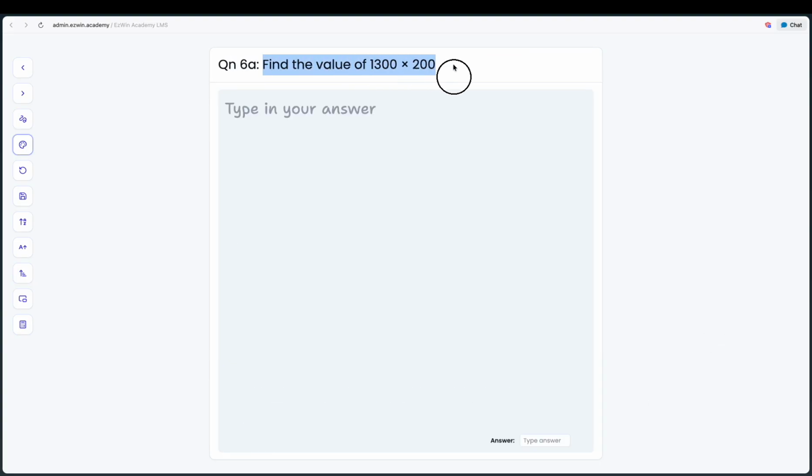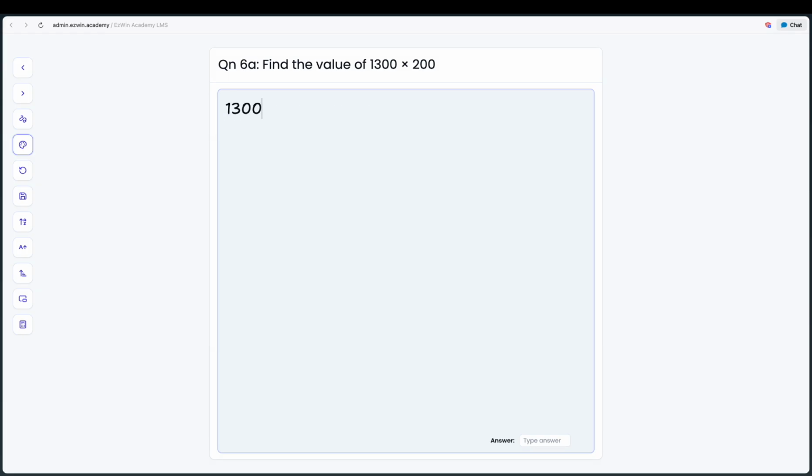Question 6a, find the value of 1300 times 200. So 1300 times 200 is equal to 13 times 100 times 2 times 100. And this will just be 26 times 10,000, or 4 zeros. Okay, and this will give us 260,000 in this case over here.